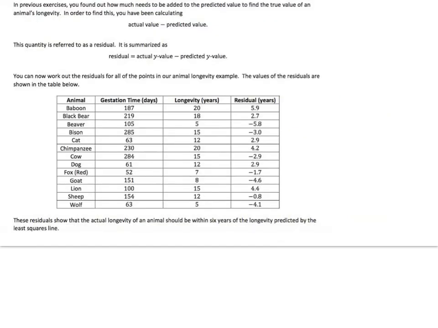So in previous exercises, you found out how much needs to be added to the predicted value to find the true value of an animal's longevity. In order to find this, you've been calculating actual minus predicted. This quantity is referred to as a residual. Residual equals actual minus predicted.